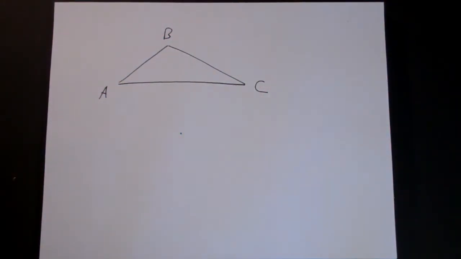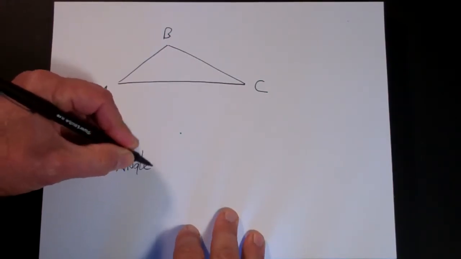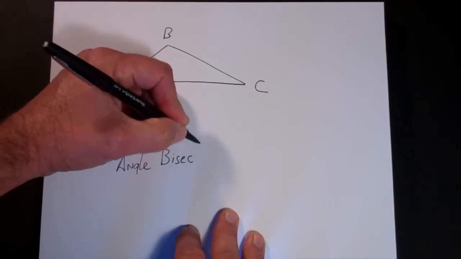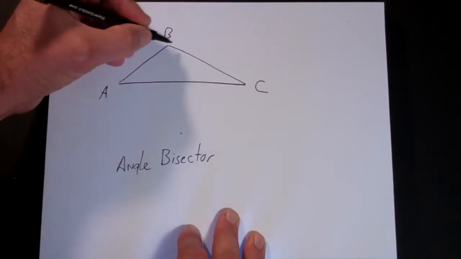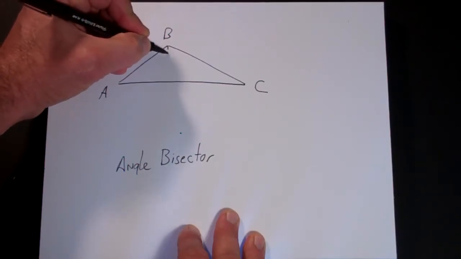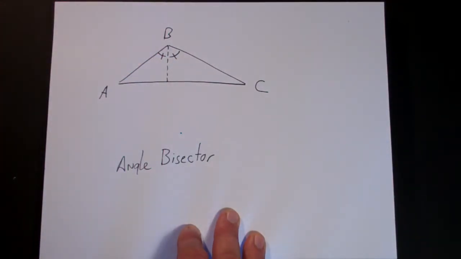So the first thing we want to talk about is what an angle bisector is. And if you think about an angle bisector, what a bisector does is cut something in half. So an angle bisector would cut an angle into two equal parts. So if we think about a line here such that this angle and this angle are equal, then we call that an angle bisector.